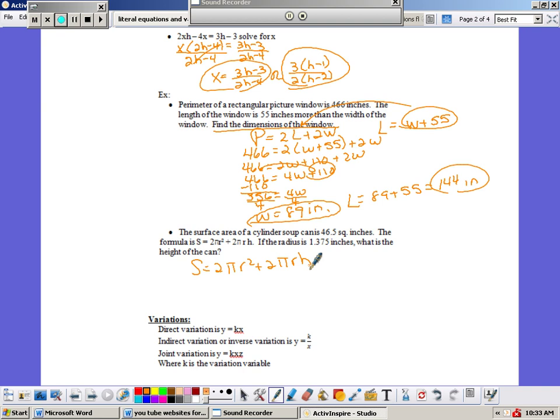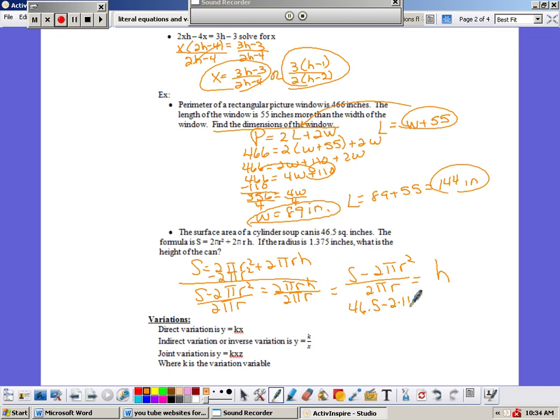But since our lesson is solving for a letter, I'm going to put it in the form where it's already set up for h. So S minus 2 pi r squared over 2 pi r equals h. Now I'm going to put everything in that I know. 46.5 minus 2 pi times 1.375 squared.